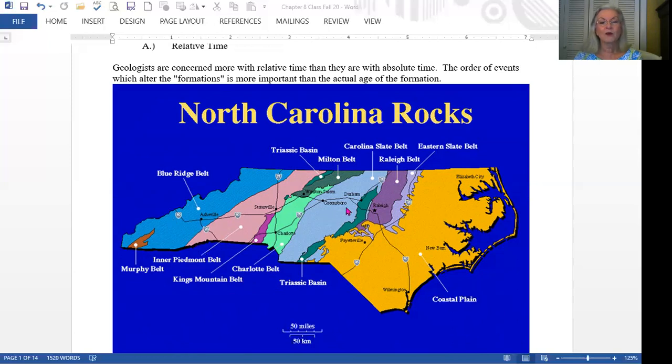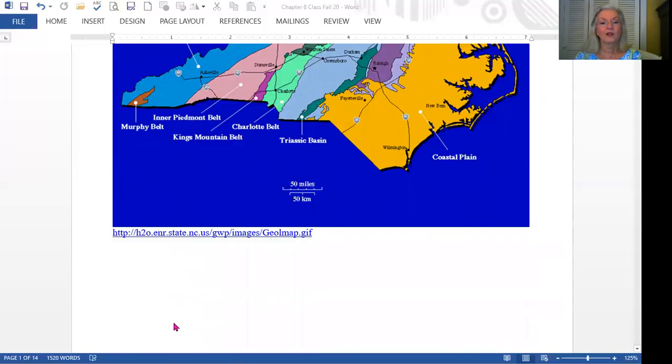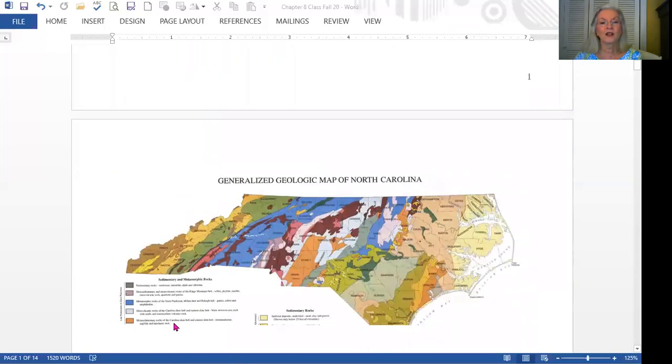So each color represents a different type of rock formation. And typically the rock formations are deposited in different time frames. So let's look at one that's a little more detailed than that.